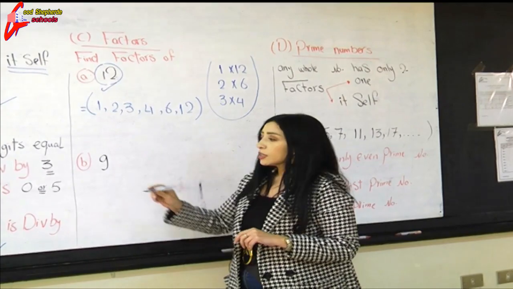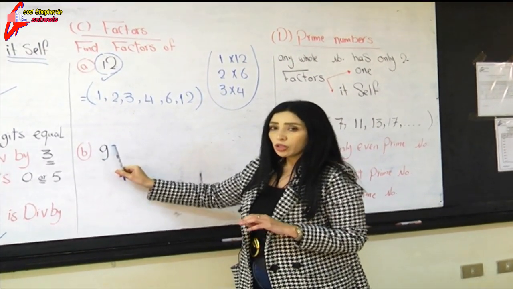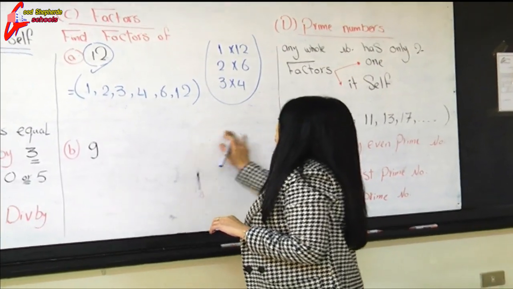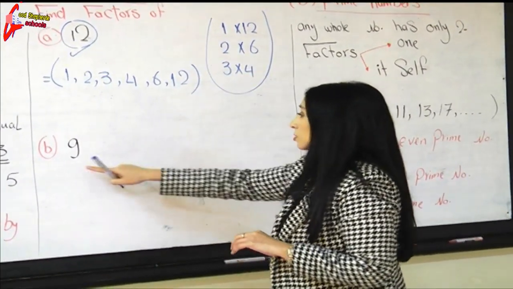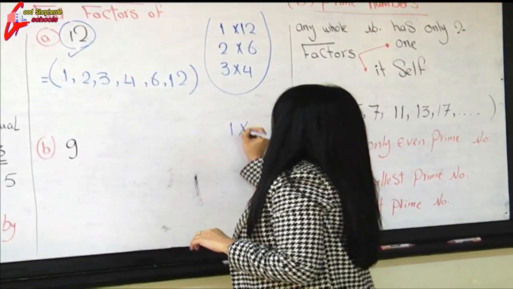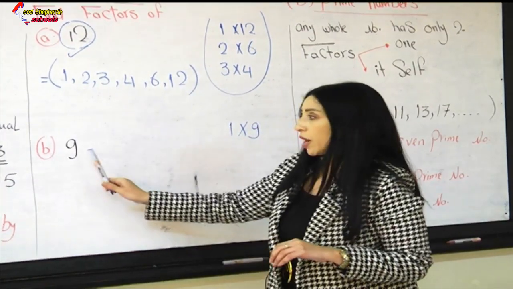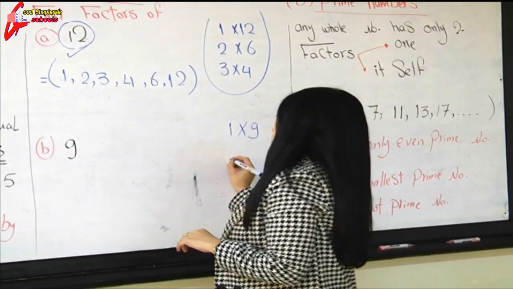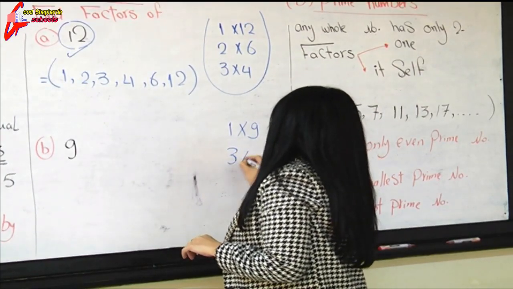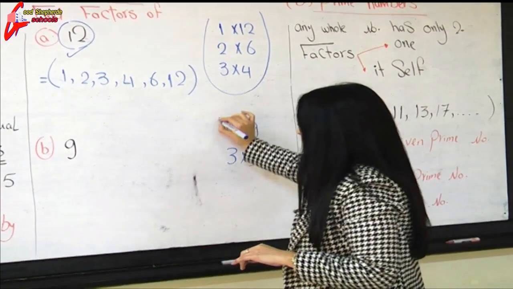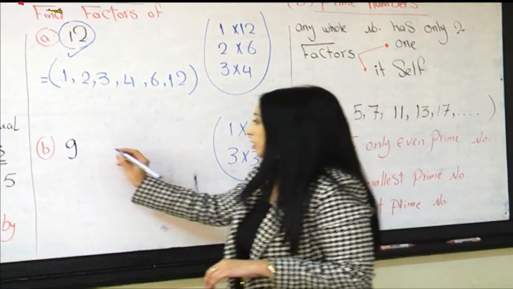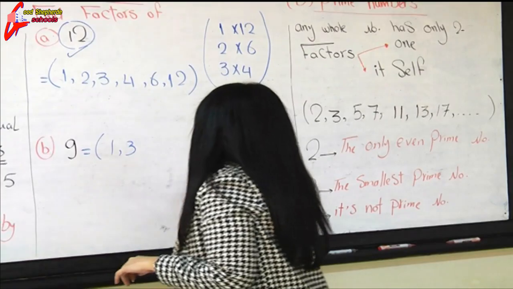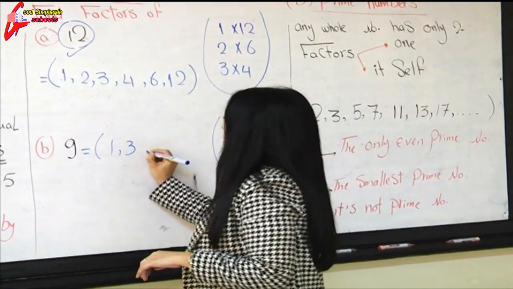Factors of 9. Search in each table, starting from table 1, for result 9. Table 1, do you have result 9? Yes, 1 times 9. Table 2, do you have result 9? No. Table 3, do you have result 9? Yes, 3 times 3. That's all for 9. So factors of 9: 1, 3, take 1 and 3 only, and the last one, 9.